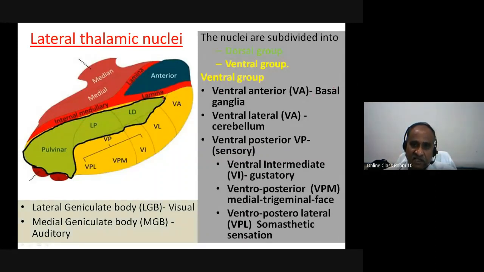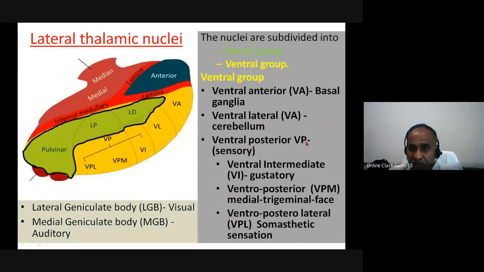Ventral anterior is connected with the basal ganglia, the globus pallidus interna, which communicates to the ventral anterior. And the ventral lateral receives inputs from the cerebellum. There will be a mixture of information coming from the reticular system. It may connect to the ventral anterior and ventral lateral, but primarily the ventral anterior has basal ganglia input, and the ventral lateral has cerebellar input.